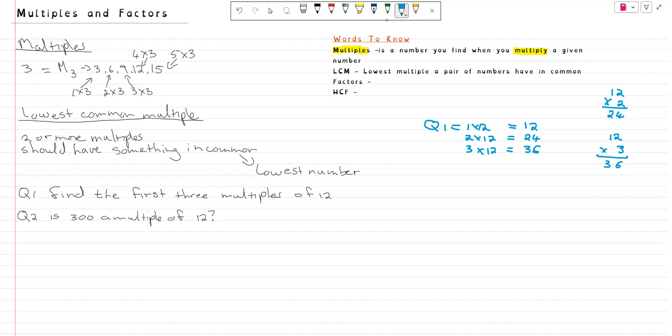Okay, let's look at question number 2. How would we solve that? Is 300 a multiple of 12? How do we find that? First of all, we need to divide 300 by 12. So we say here, bracket 300. Oh, let me write that a little bit neater.